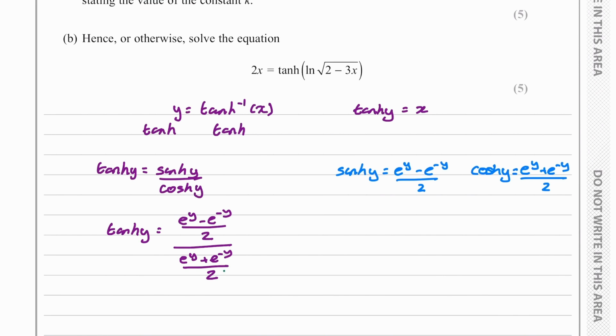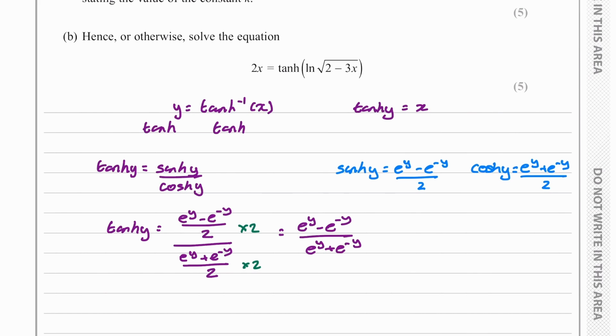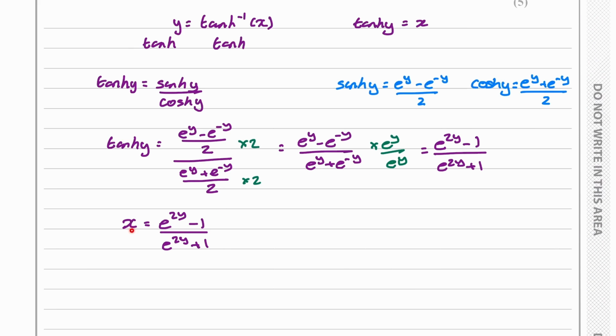We can cancel out this division by 2 by multiplying both by 2, so we get this. And then we can cancel out this e to the negative y by multiplying both the numerator and denominator by e to the y. Because then, when you multiply this term by this term, we add the powers, so we'll get e to the 0, which is 1. And when you multiply e to the y by e to the y, we get e to the 2y. And we know that the tanh of y is equal to x. So we can say then that x is equal to e to the 2y minus 1 over e to the 2y plus 1.